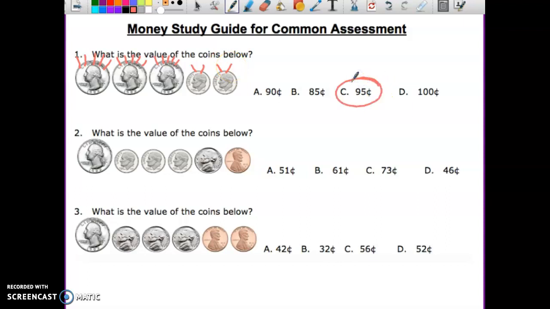The other one we talked about was to put their value inside of the coin. So a quarter is worth 25, my dimes are worth 10, my nickel is worth 5, my penny is worth 1. So then I can start to add and count them together. 25, 10 more would be 35, 10 more would be 45, 10 more would be 55, 5 more brings me to 60, 1 more brings me to 61 cents.